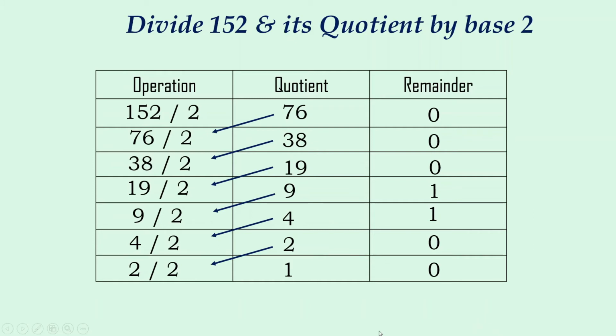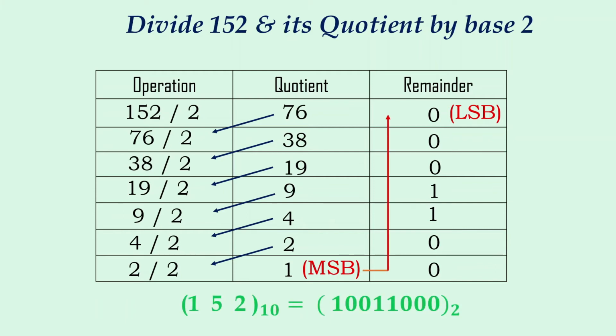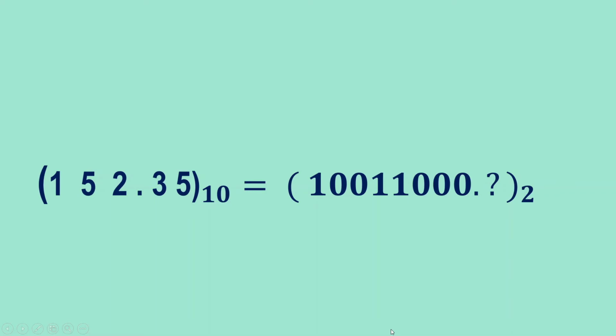Now this 1 is my MSB, that is the most significant bit, the bit which is present at the extreme left hand side, and the uppermost part is my LSB. So the number will start from 0 and it will end on 1. The leftmost bit is my 1 and the rightmost bit is 0. So the binary equivalent of 152 is 10011000. I am moving from down to up. This is the binary equivalent of 152. So now we have found the binary equivalent of 152.